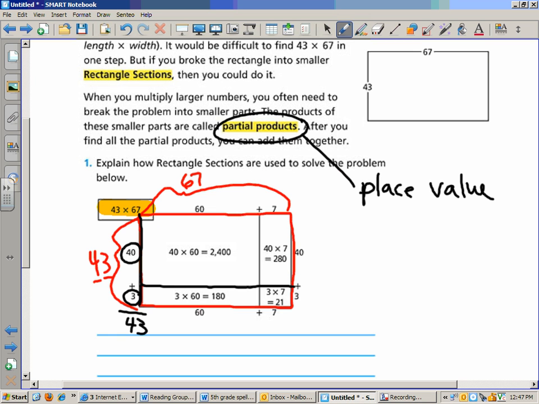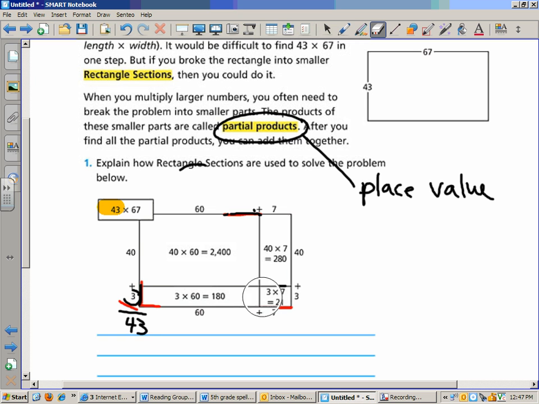And then on our side that measures 67, we're breaking it apart by how many tens and how many ones? Well, we have 6 tens, so 60, and 7 ones. So you'd be picturing it like 7 cubes here, and then we have 6 longs on the top. So looking at place value, once we've done that, then now what we can do is take piece by piece and do the multiplication. So in our 40 by 60, we're going to multiply 40 by 60.